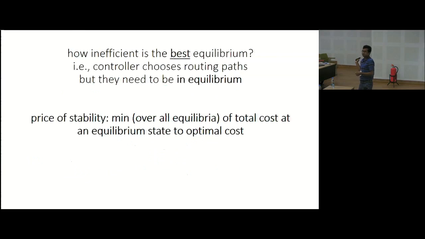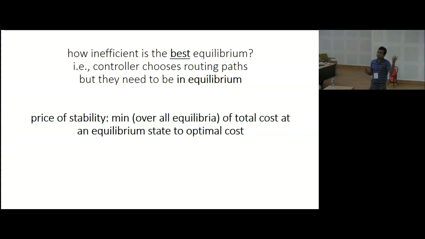So naturally the question arises: how inefficient, and inefficiency basically means this ratio, the worst case ratio over all instances of the equilibrium cost and the optimal cost. So how inefficient is the best equilibrium?